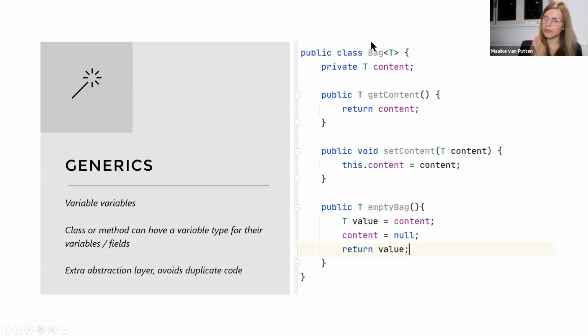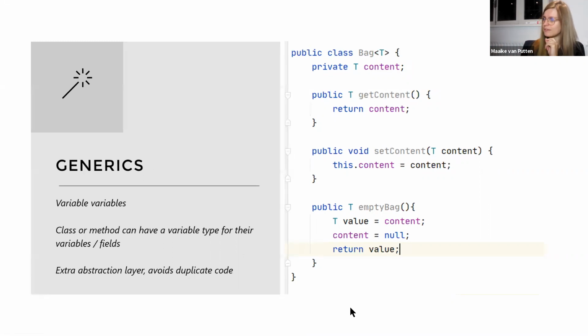Let me first say why we want this. So say that we make some sort of class that we want to use in multiple situations. And we want to use this bag for groceries, and we want to use the bag for tools, and we want to use the bag for, I don't know what, office supplies. We would have to create 3 classes with all of these specified. And if the rest is the same, that's actually a bit redundant, right? We would be copy pasting, and copy pasting is never good. So therefore, these generics, they are some sort of extra abstraction layer, and they avoid duplicate code.